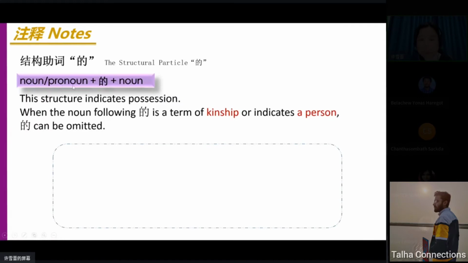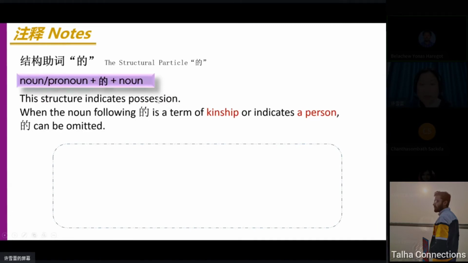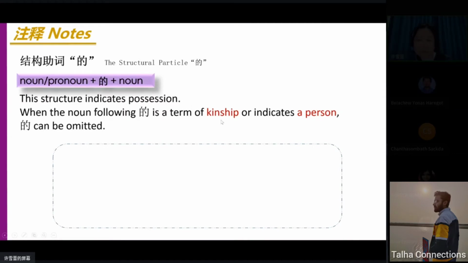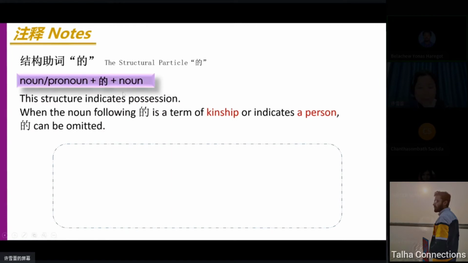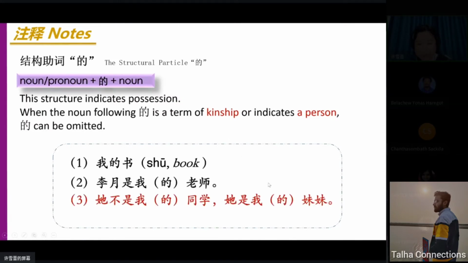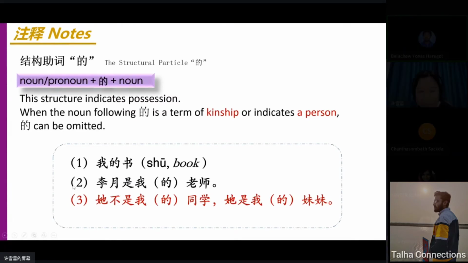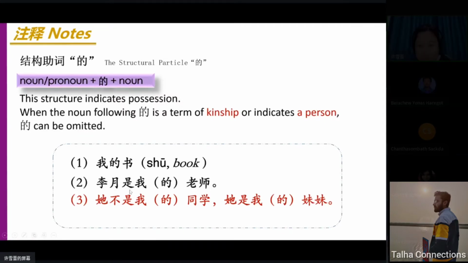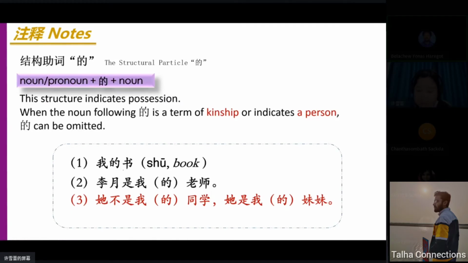So, the 的 is used after a noun or a pronoun. It indicates the relationship of possession. Now, here comes the thing. If the noun here is a term of kinship, or this noun indicates a person, the 的 can be omitted. Yeah, let's look at these examples. The examples are in Chinese without pinyin. Now let's try the second one here. 李月是我的老师. I'll write pinyin for you. 李月是我的老师.